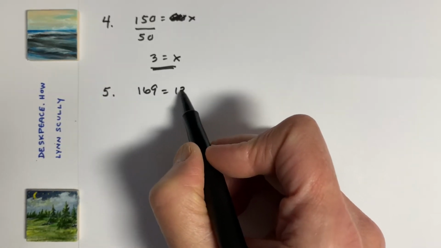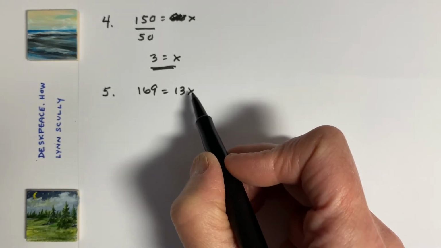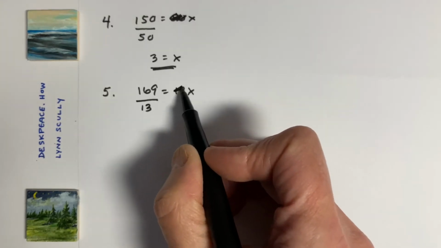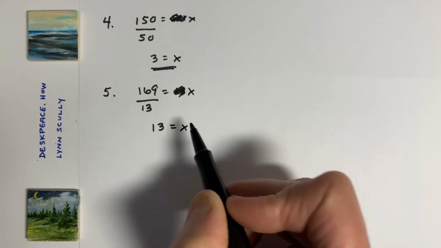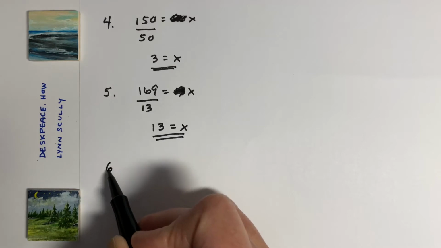169 equals 13x. 13 is my coefficient. It's multiplied to x. I want to get x alone. So I divide it to the other side of the equal sign. 169 divided by 13 is 13. It's one of my perfect integer squares.